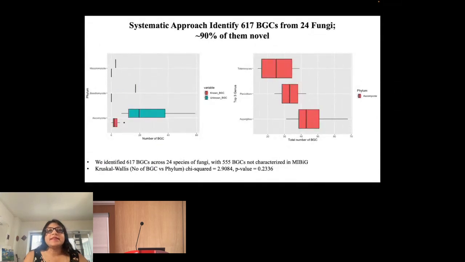We also repeated the study for fungi, where we identified 617 BGCs, out of which 555 are novel. That makes it around 90% of the BGCs identified from fungi to be novel. The least number of BGCs per species was for Rhizopus azygosporus with 3 BGCs, and the maximum was for Aspergillus welwitschiae with 68 BGCs.